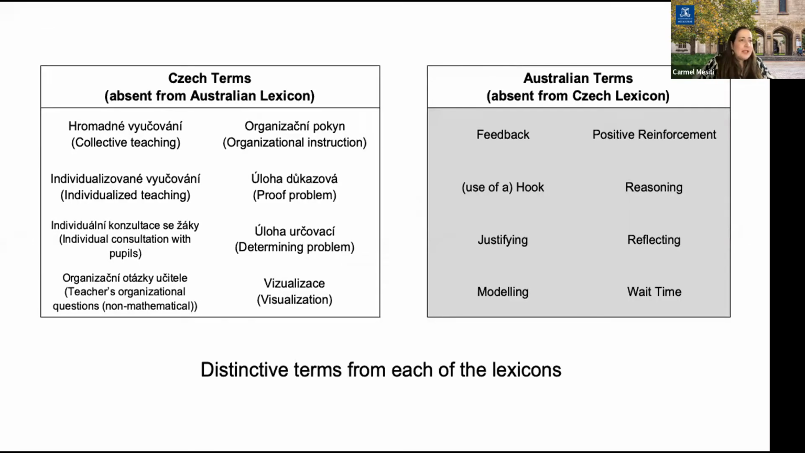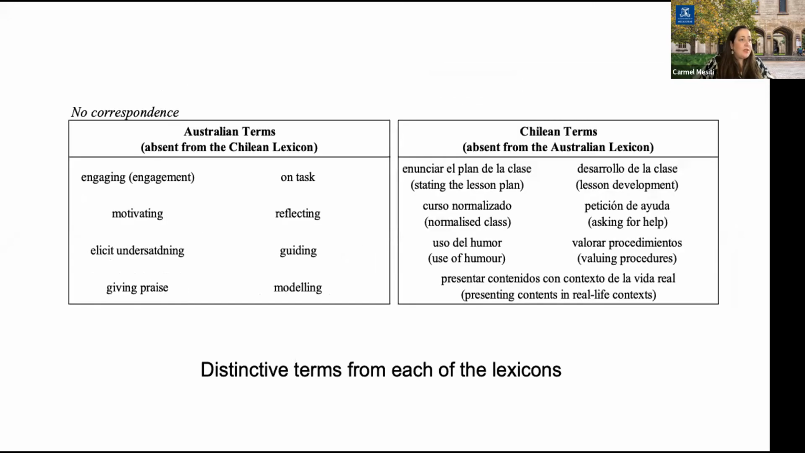I have examples about terms that were absent. So these were absent from the Australian lexicon. We didn't have proof problem. And the Czechs didn't have feedback, for example, which is interesting, I think. Whilst with the Chilean lexicon, they didn't have the term engaging, as well as these others. And we also can see some of the terms that were absent from the Australian lexicon. So use of humour wasn't there, which again, I just want to point out, it doesn't mean that we don't use humour. It just means that in the process of empirically documenting the lexicon, we didn't have that term.